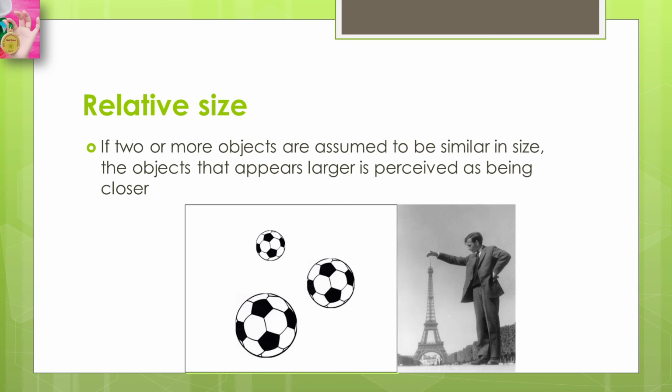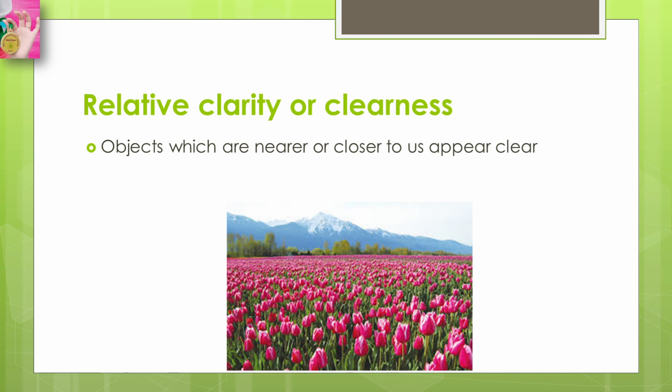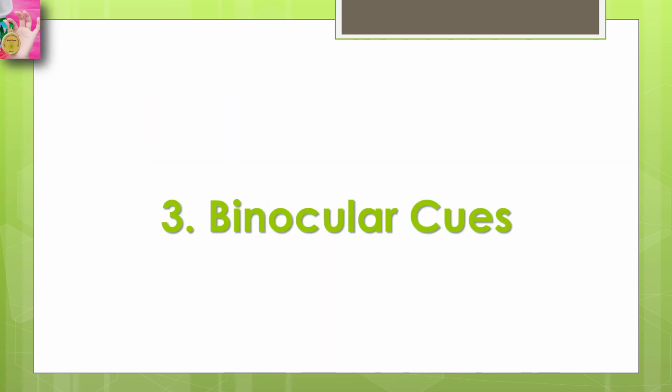Now, the next topic is about relative clarity or clearness. According to this topic, objects which are nearer or closer appear to be clearer and more well defined than those in the distance. And the more clearly we see an object, the nearer it seems to be. And because light from a distant object passes through more atmosphere, we perceive hazy objects as farther away and sharp, clear objects as nearer. Now, this is all about clarity, and the next term is about binocular cues.